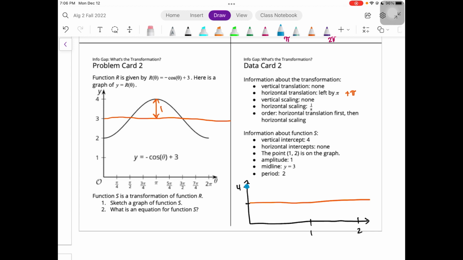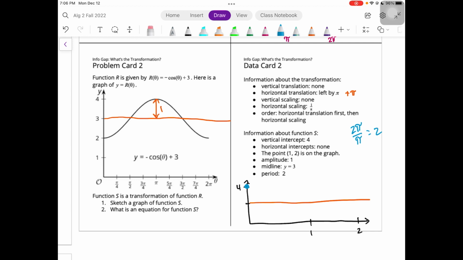And then our horizontal scaling is 1 over pi. So since our period was 2 pi, and if our horizontal scaling is 1 over pi, basically we are taking that 2 pi and dividing by pi. And so our new period is going to be 2.